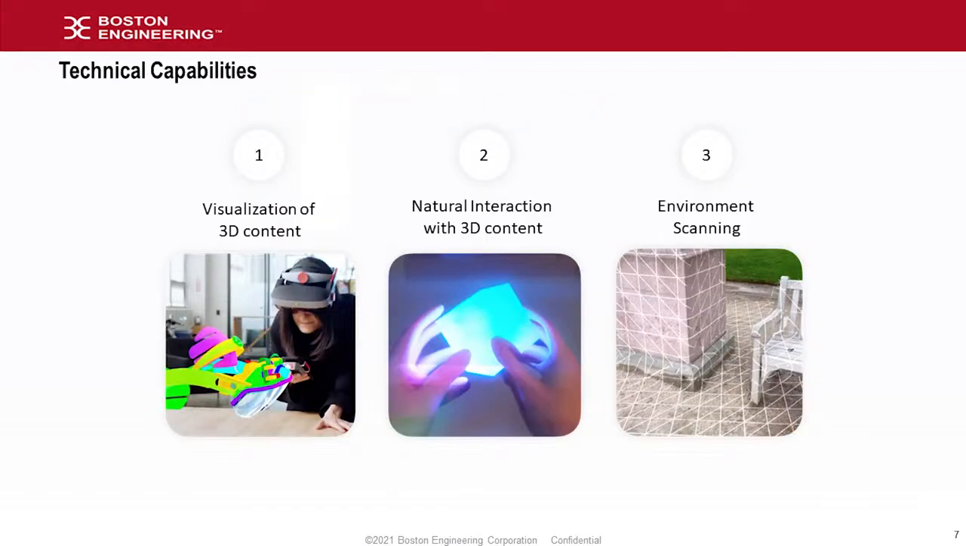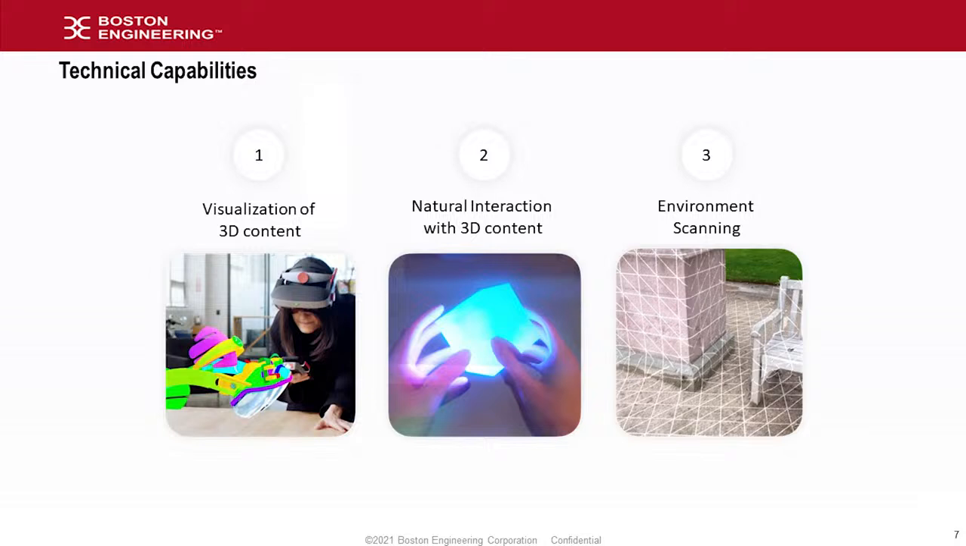With augmented reality, there's a number of technical capabilities. We're going to highlight three of them right now. One being visualization of 3D content. We've talked about that quite extensively so far. That is placing 3D digital models, assets in your physical world where you may or may not need to move them, interact with them, and so on.